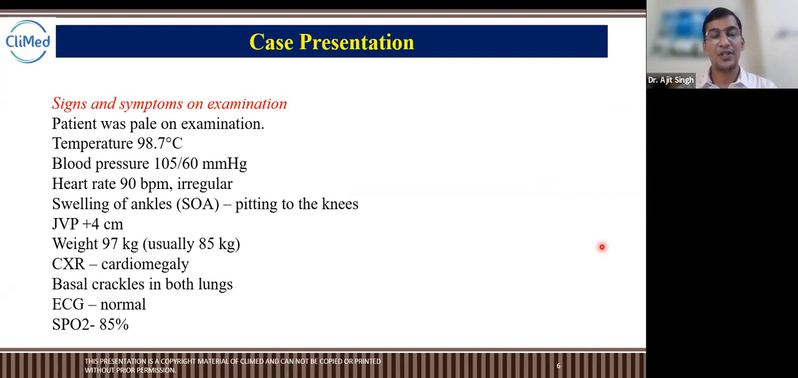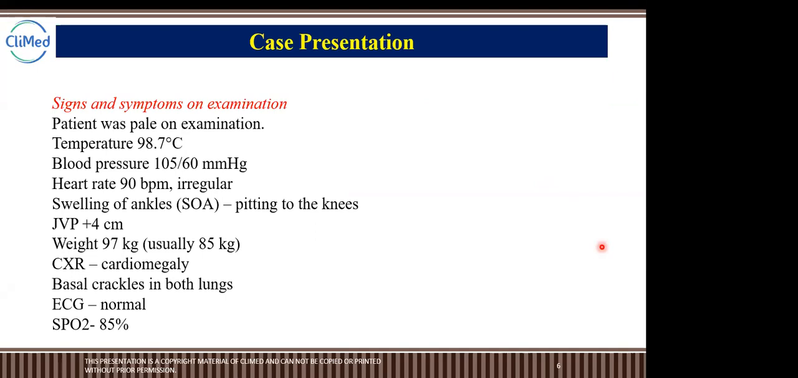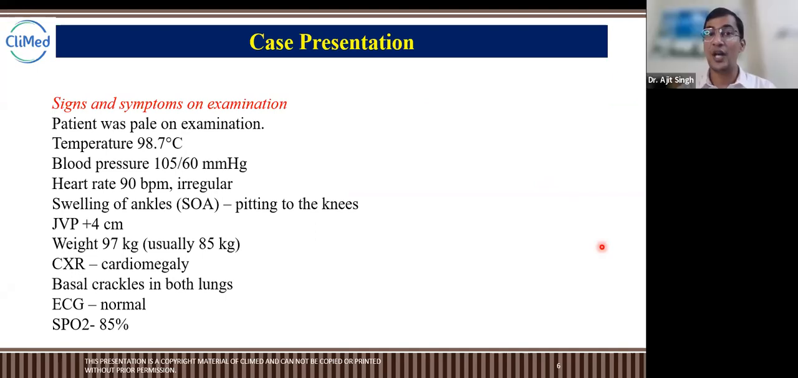Temperature normal, blood pressure a little lower, heartbeat 90, regular, that's okay. Swelling of ankles. Here it is pedal edema. Pedal edema is not a symptom. Pedal edema is a sign. Guys, remember this. There is a huge difference between symptoms and signs. Objective and subjective. So what is objective? What is subjective? Anyone?